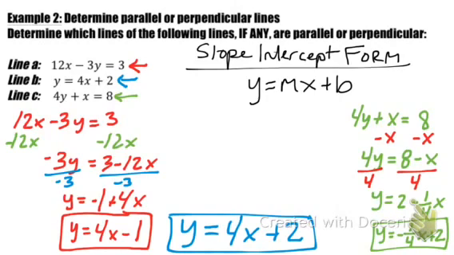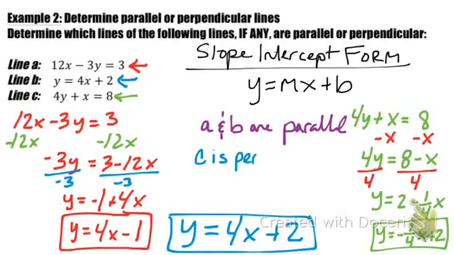Now I have all three lines in slope-intercept form. If you look at all three equations, the red and the blue have the same exact slope, which means that they are parallel to one another. And if you look at line C, the slope is negative 1/4. If you compare the slopes of 4 and negative 1/4, those are opposite reciprocals of one another. So we can conclude that line C is perpendicular to line A and B.